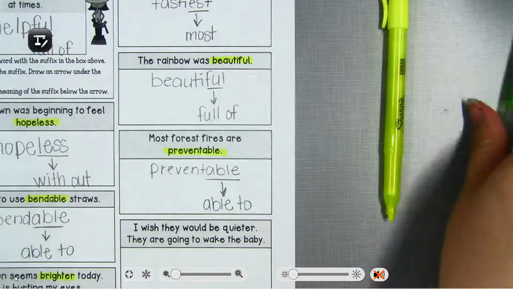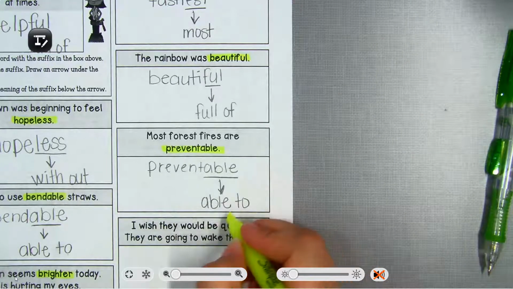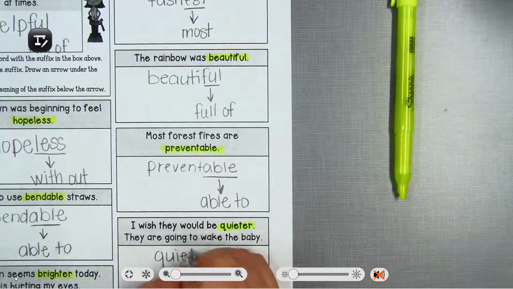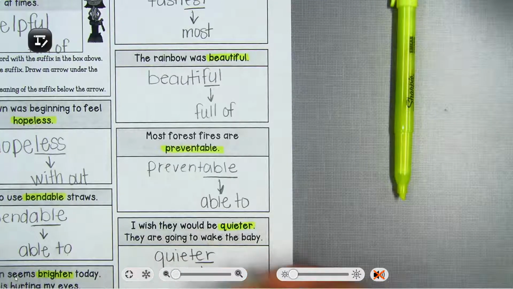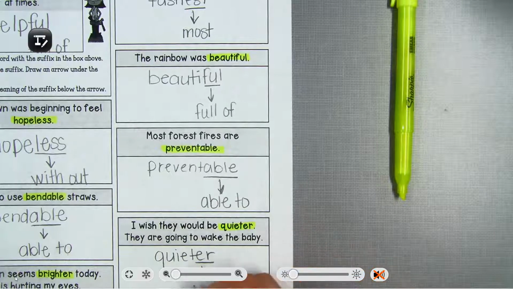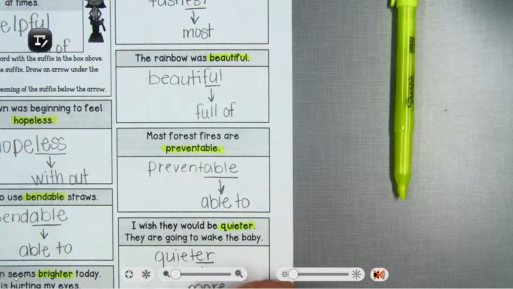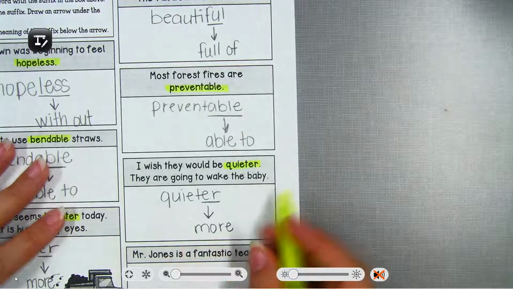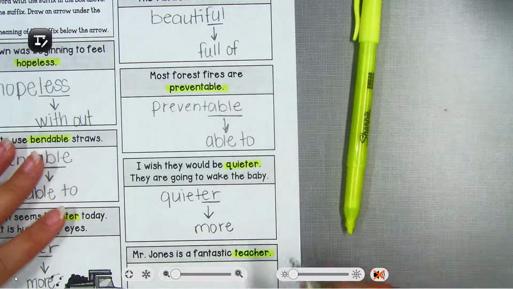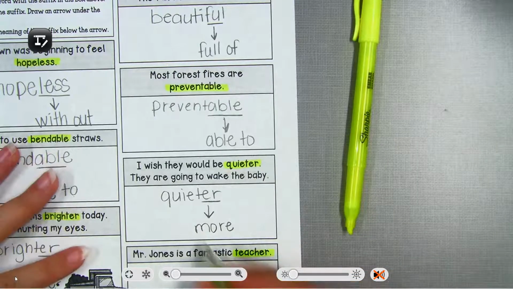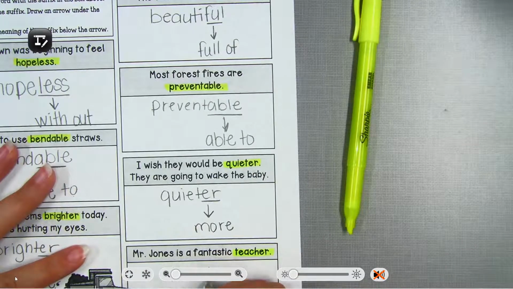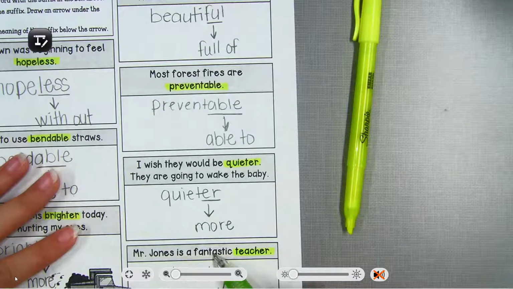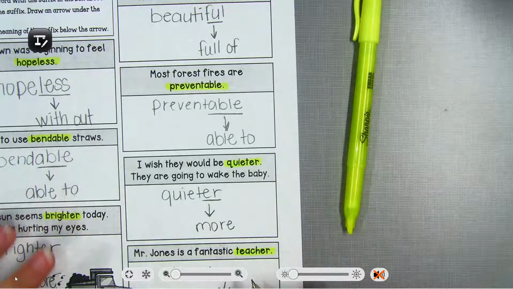So let's look at the next one. I wish they would be quieter. They are going to wake the baby. So quieter. Okay, so that means more. Wish they would be more quiet. And then Miss Jones is a fantastic teacher. So this one is not going to mean more. This one's going to be a person. Mrs. Jones is a fantastic person who teaches.